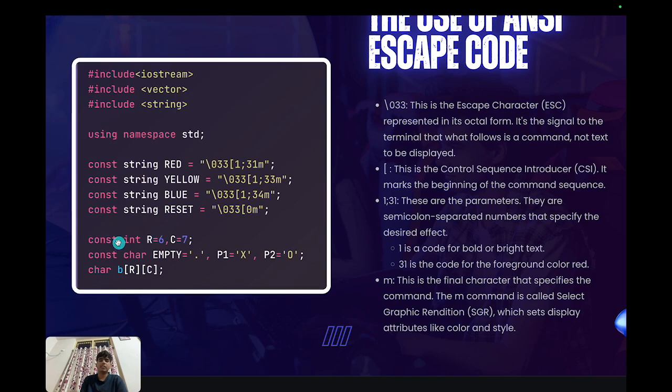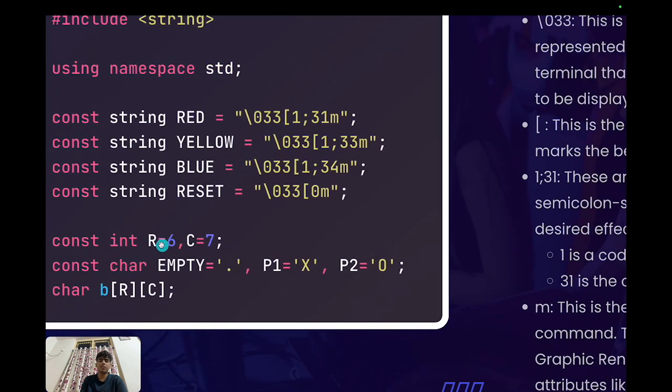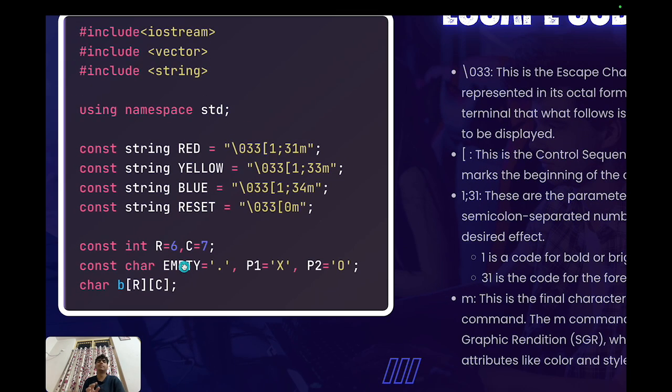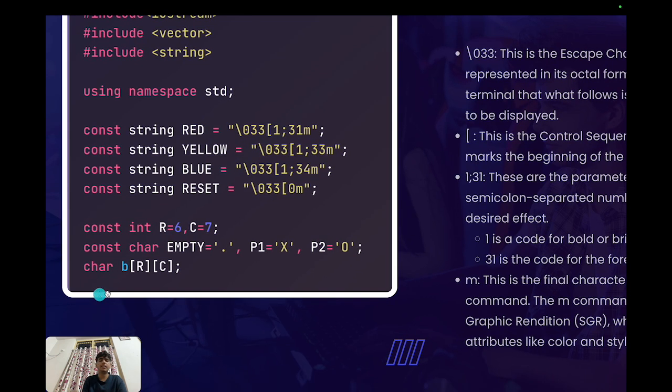Now we are defining constant int R and C. Here R means the number of rows in the box of the Connect 4 game, and C describes the number of columns, and the constant char empty. I'll describe it in the later part of the code. When we start the game, we put all the characters as dot first, which describes that these are empty. Player 1 has the symbol of cross, and player 2 has the symbol of 0 or O, and this is a 2D array b. It is a 2D array in which every data type is char, its name is b, and it has R number of rows.